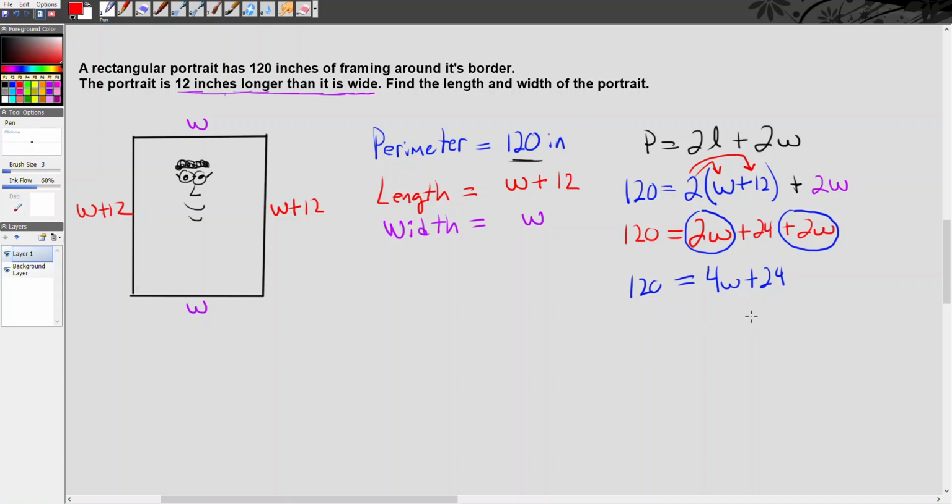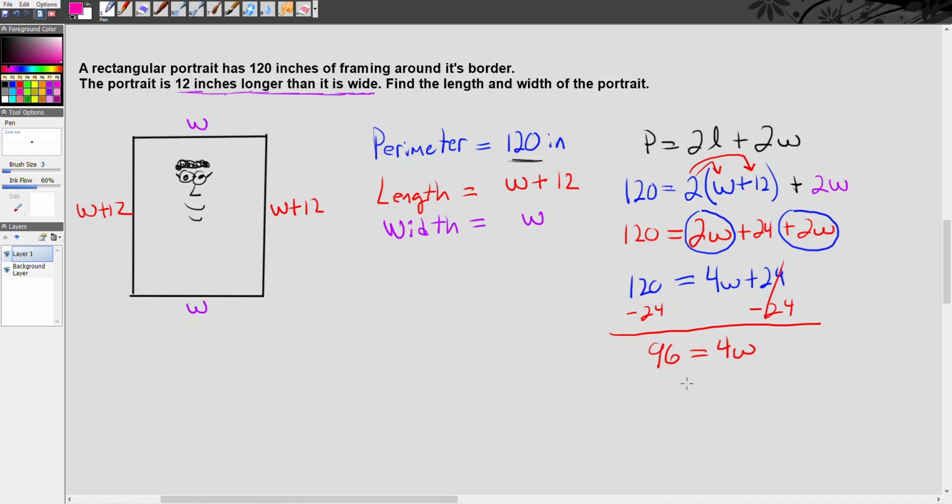So now we're back at your basic two-step equation. What's next? Undo addition, subtraction. I have to undo this positive 24. How am I going to do that? I'm going to subtract 24 from both sides. And so here, these cancel out, additive inverse. On the right, this leaves me with a 4W. And on the left, 120 minus 24 is going to be 96.